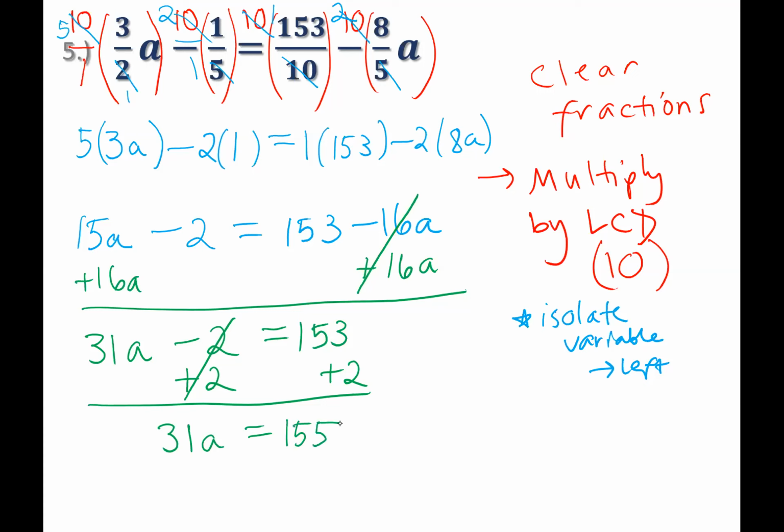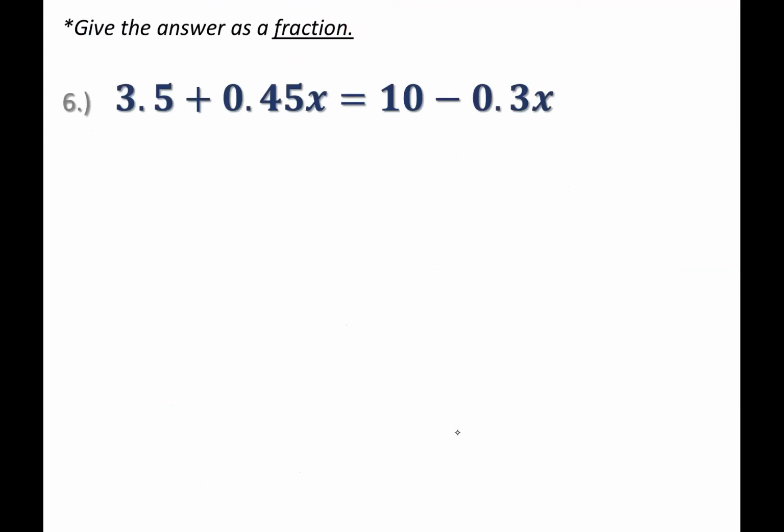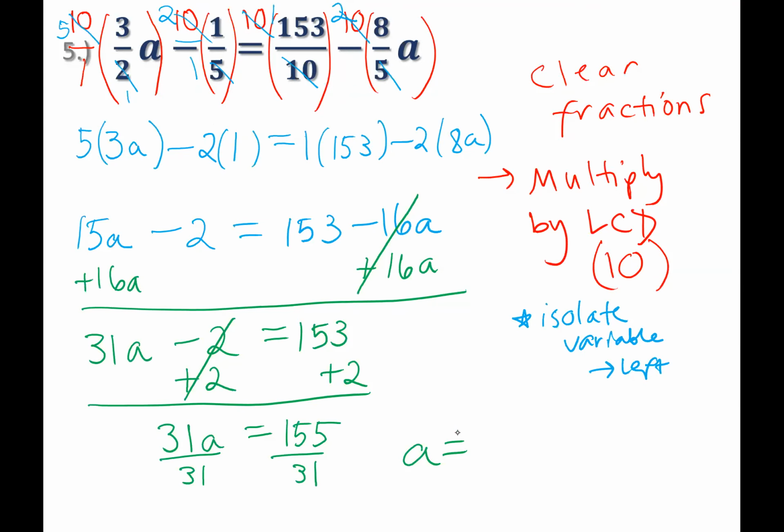Okay, and my very last step, so here I am, 31a equals 155. I will divide both sides by 31. And a equals, oops, now I'm using my calculator, 155 divided by 31, and thank goodness it's a nice number, 5. All right, good. So that one was a lot of work, and we got our answer of 5.